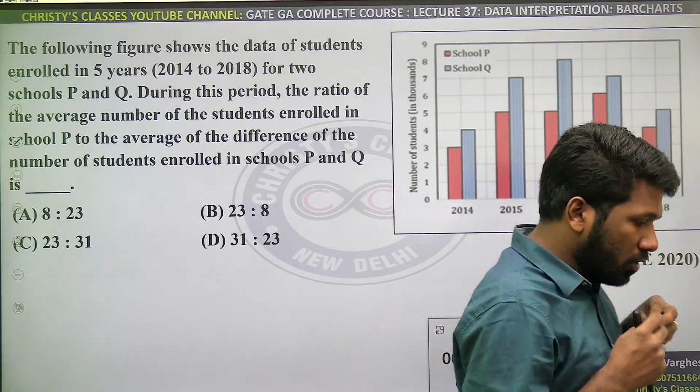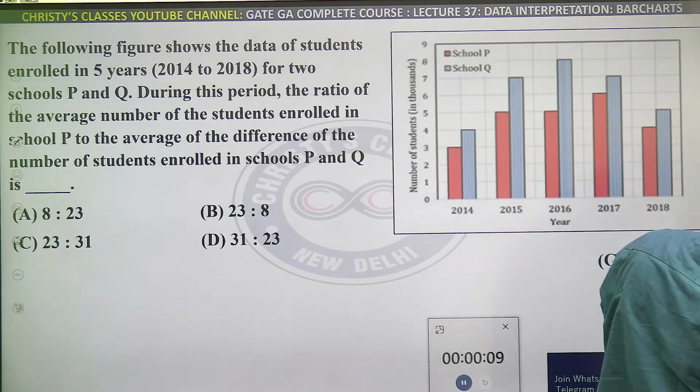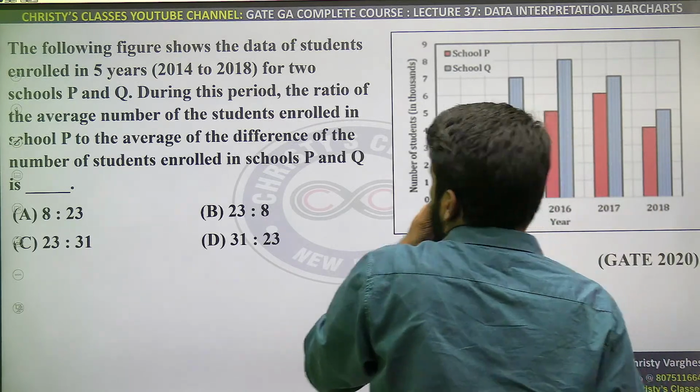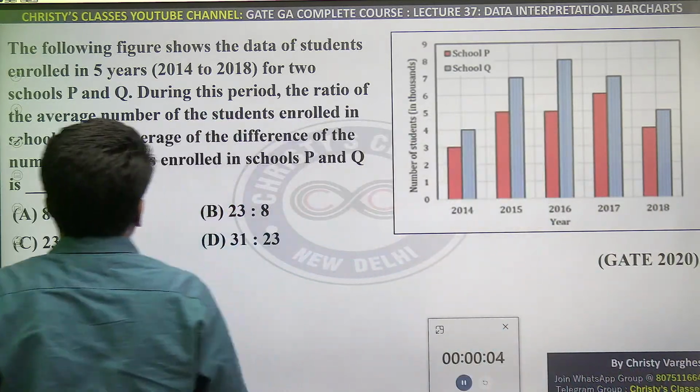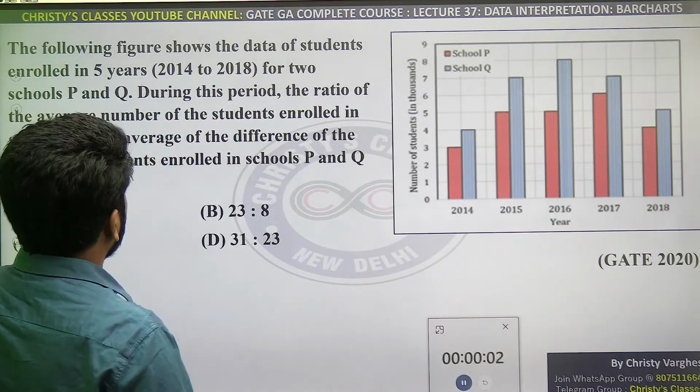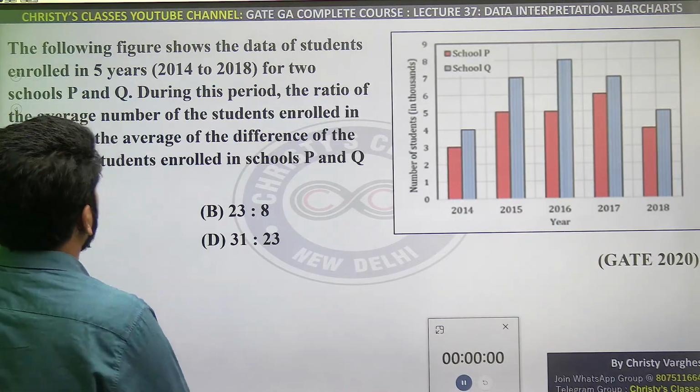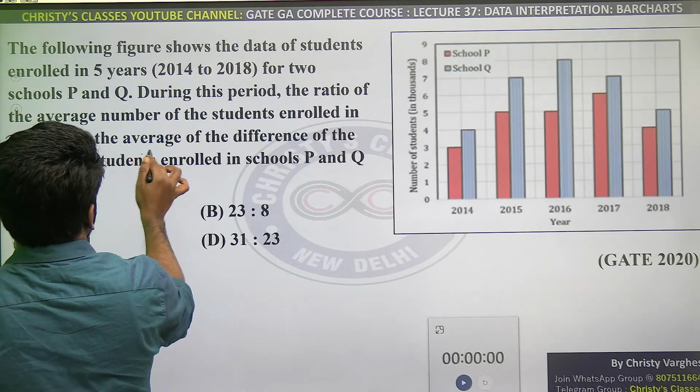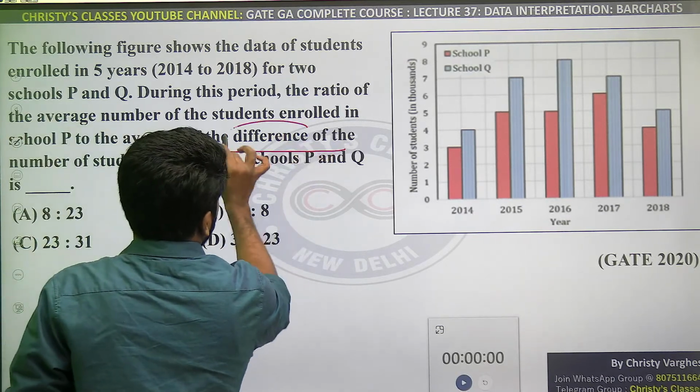Okay, many of you got an answer. Yeah, most of you are right also. The following figure shows the data of students enrolled in 5 years for schools P and Q. During this period, the ratio of average number of students enrolled in school P to average of the difference.